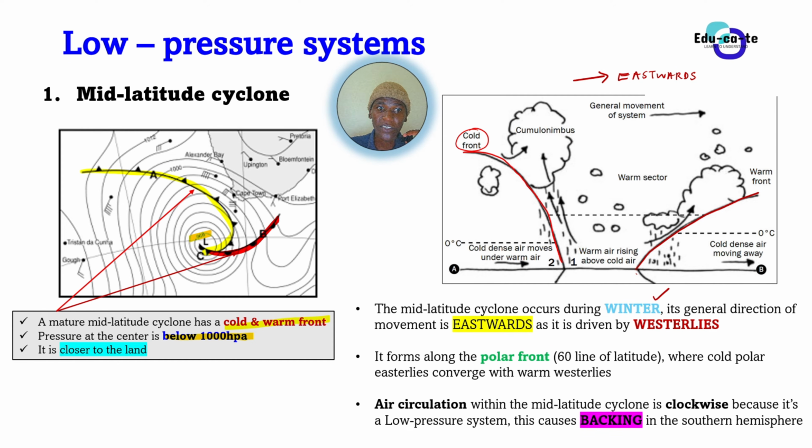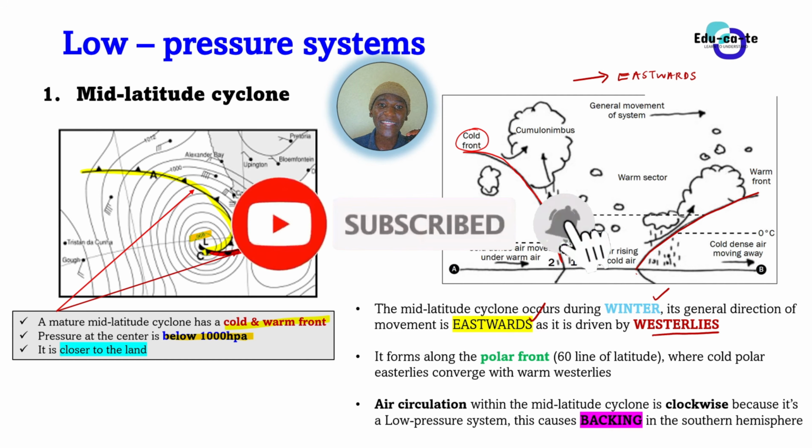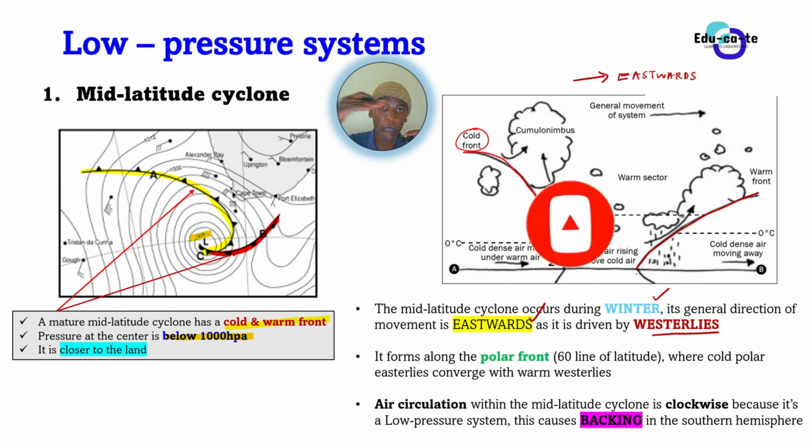So basically, mid-latitude cyclones are closer to the land during the winter. Its general direction of movement is eastwards, as we have already said, and it is driven by westerlies to move in that direction. So basically the westerly winds are the ones pushing a mid-latitude cyclone to move from the west to the east, or eastwards.